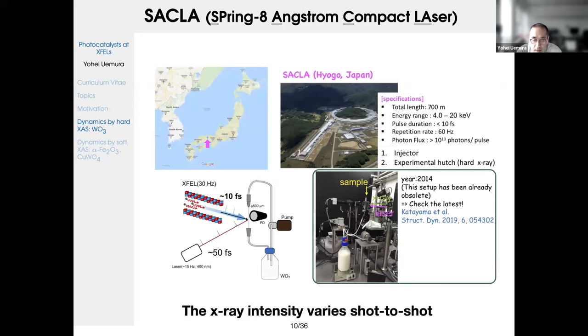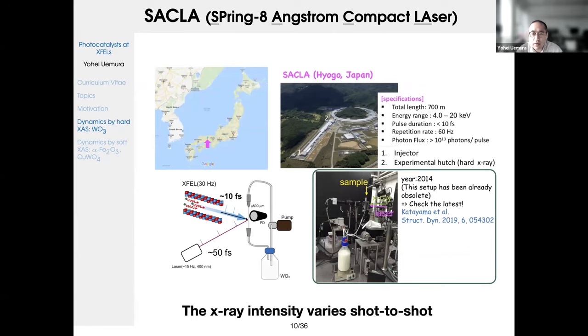SACLA is a compact XFEL. However, it gives a very large X-ray intensity. Also, the X-ray energy reaches 20 keV, which is higher than the other XFEL facilities. It started its user operation in 2012, I think. So it has already had 10 years of user operations.